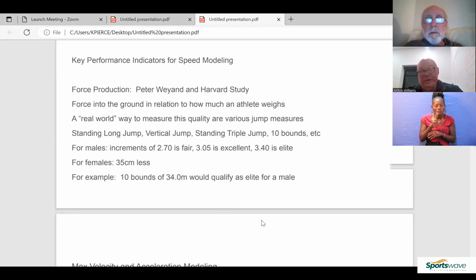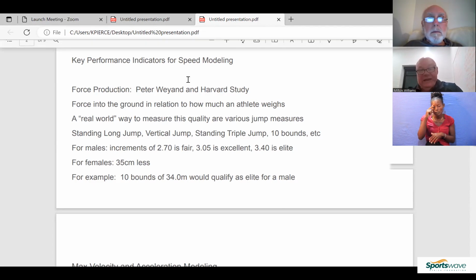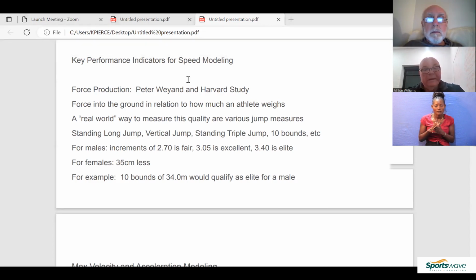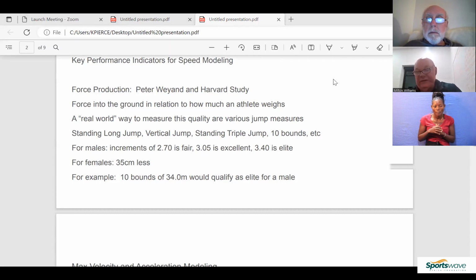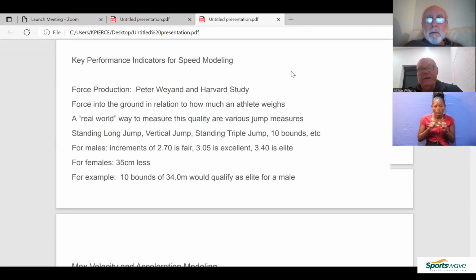So then the question becomes, how do we develop this? I believe that strength training is a key component, and we'll talk about that in just a minute. For females, you're generally looking at about 35 centimeters less, or about a foot different. So in the United States, the general rule of thumb would be 9, 10, 11 feet for a male and 8, 9, 10 for a female. So you've got elite females being able to do 10 bounds of around 30 meters.